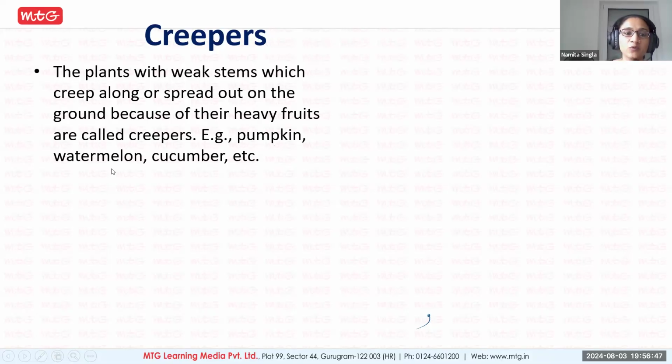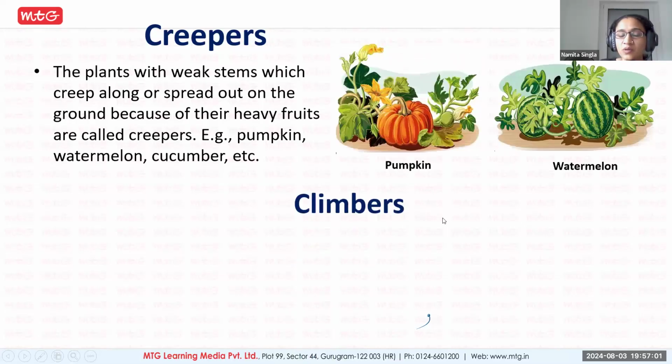So like pumpkin, cucumber, watermelon, if they were able to grow upright, then their fruits could fall over somebody and hurt somebody also. So it's better that they cannot grow upright. It's better that they creep on the ground. Same is the case with climbers also. Climbers are also the plants with a weak stem. They cannot stand upright. So they require some other support to climb upwards.